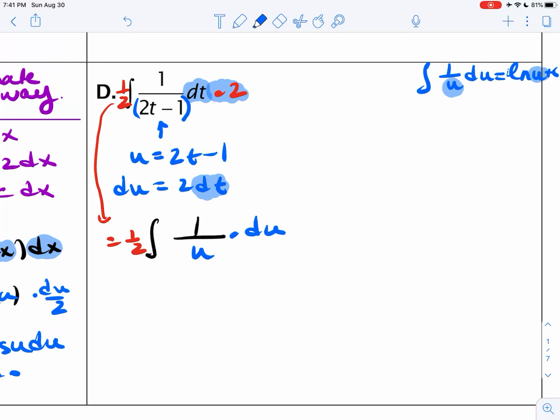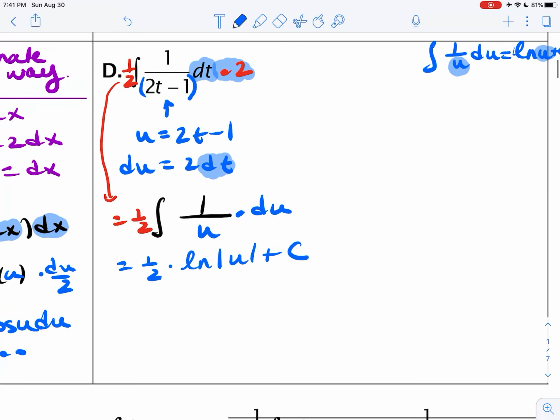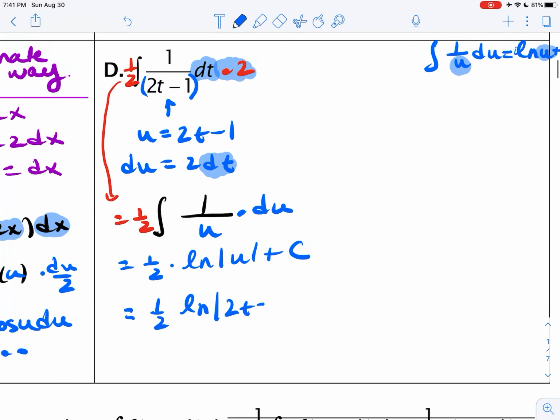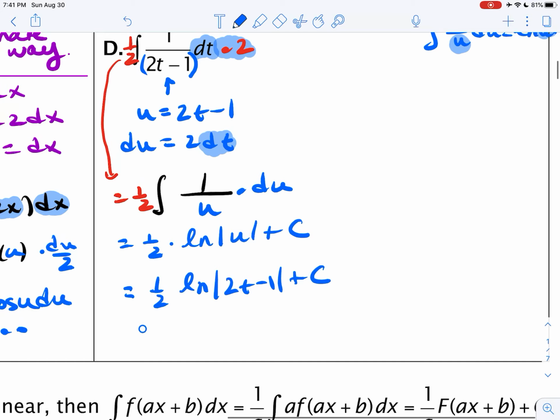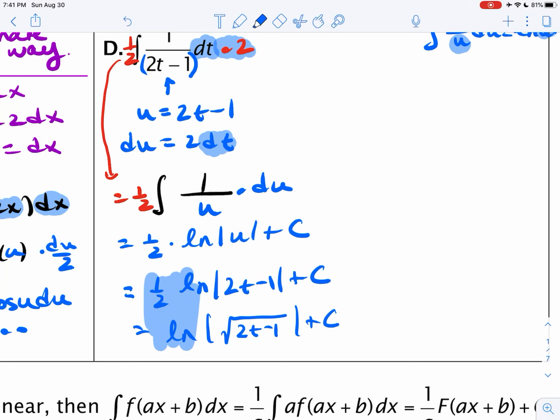Good. Now I can integrate directly, and I end up with 1/2 ln of absolute value of u plus c. I want to end in t because I started in t, so this is going to be 1/2 ln of the absolute value of 2t minus 1 plus c. And you can, of course, use your log rules if you wanted to say that this was equal to ln of the square root of the absolute value of 2t minus 1 plus c. That would be fine as well.